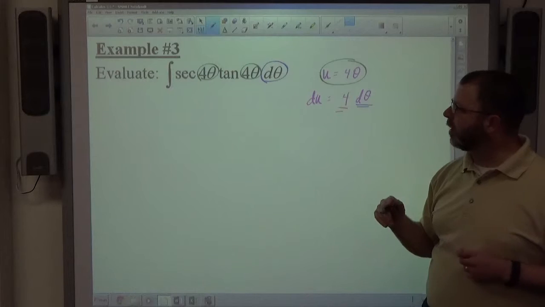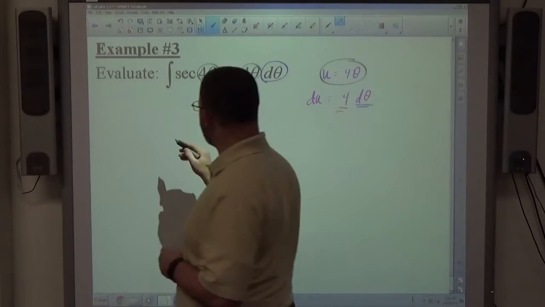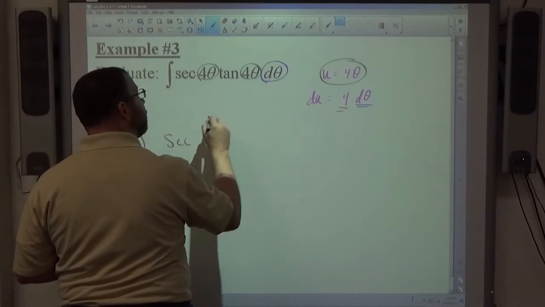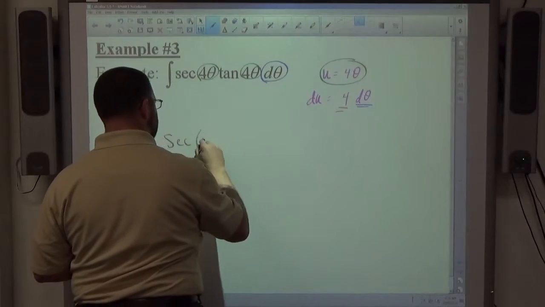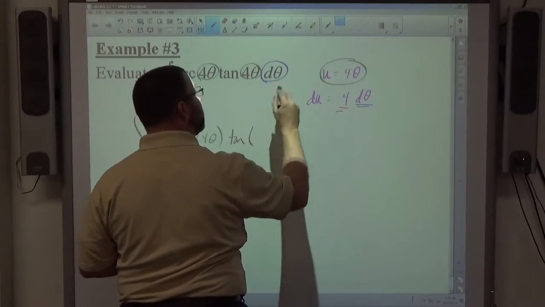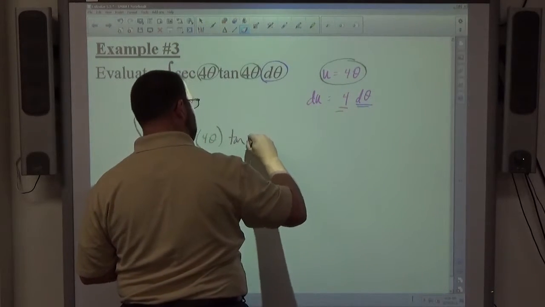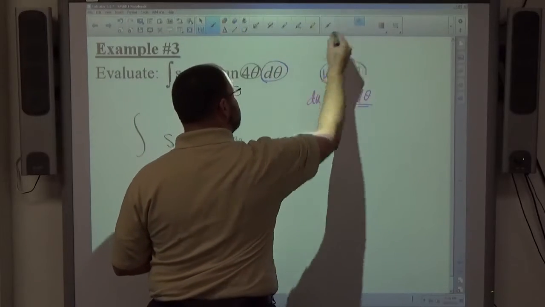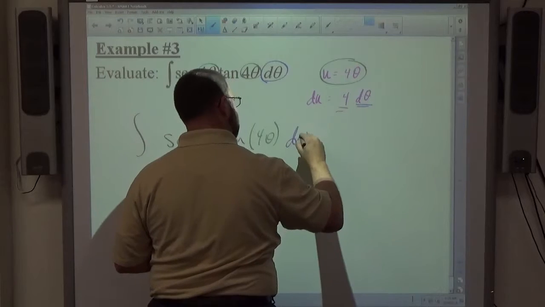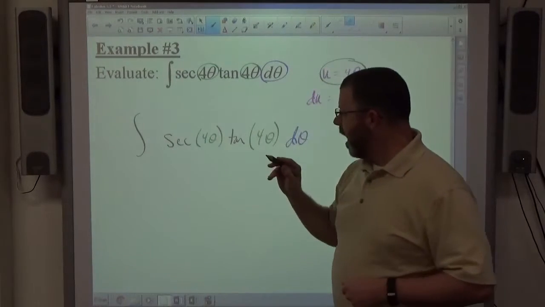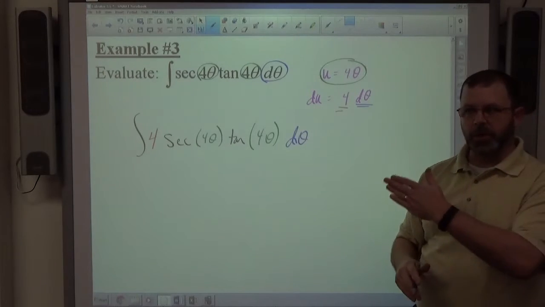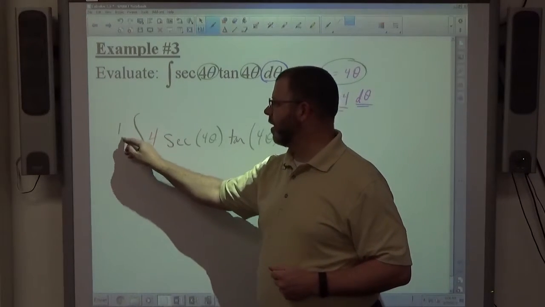And what I told you on Friday was I can put that 4 there because 4 is just a number. So if I have secant of 4 theta, tangent of 4 theta, d theta, I can put a 4 right here if I feel like it, but the consequence if I want to put a 4 inside is I have to put a 1/4 outside.